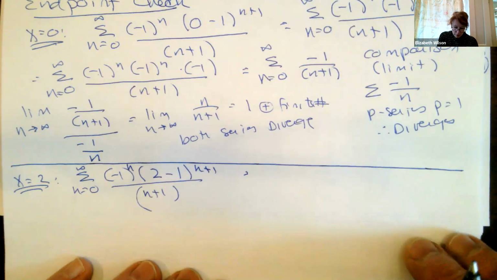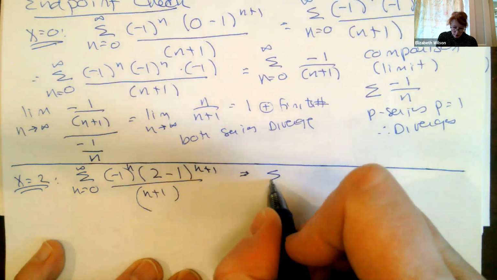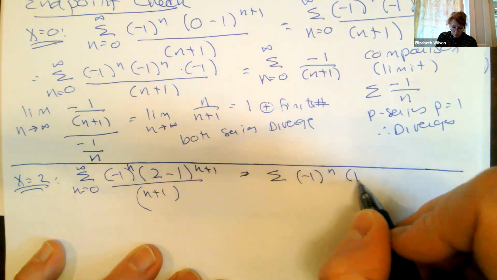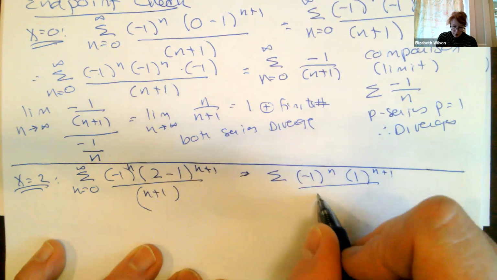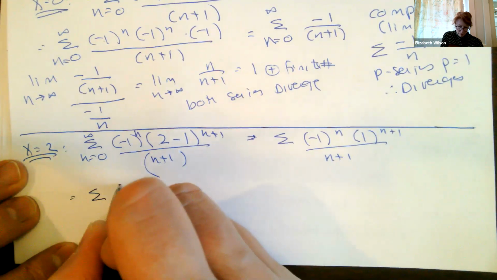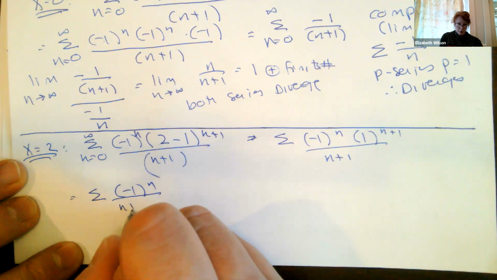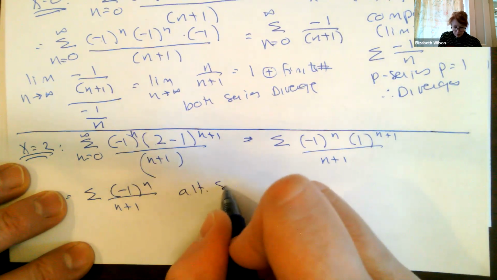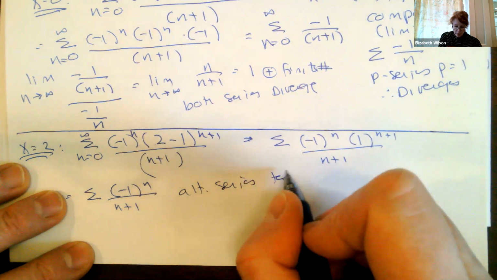So now what happens is, let's simplify this. Minus 1 to the n. This is 2 minus 1, which is just 1 to the n plus 1 all over n plus 1. So what we get here is minus 1 to the n all over n plus 1. This is an alternating series, so I'm going to do an alternating series test.